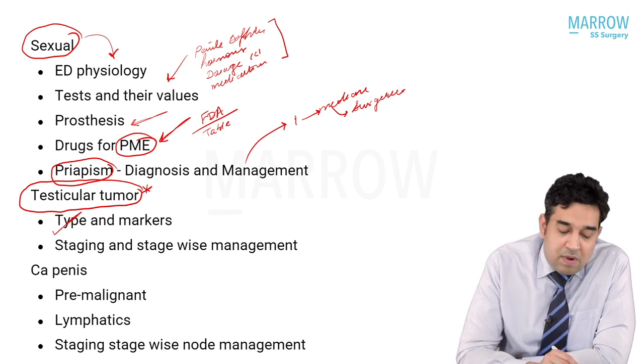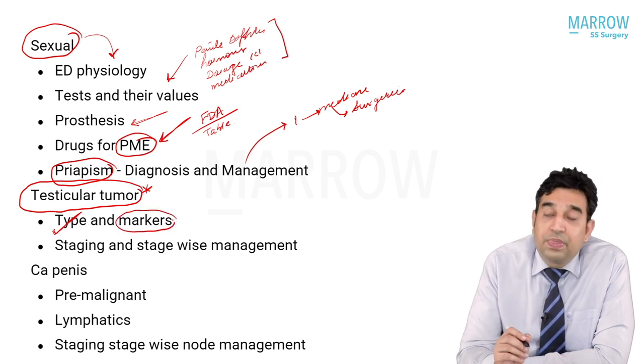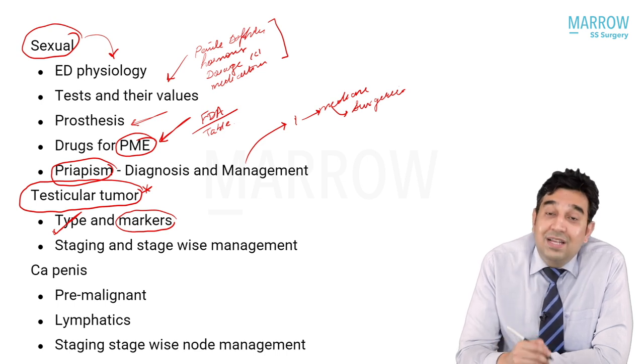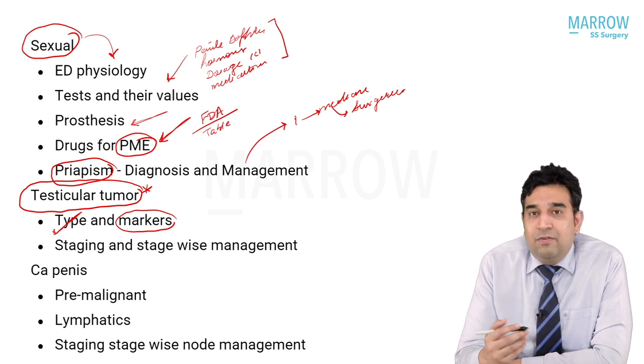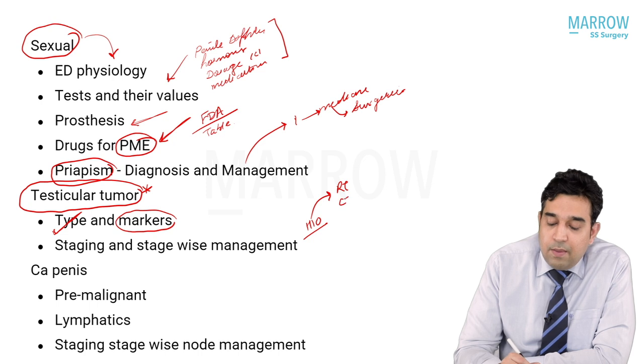So type of tumors, they are very important. Their markers are very important when it comes to testicular tumors. And then basically you should know what are the staging criteria and how you manage stage wise. So basically we know that HIO, high inguinal orchiectomy, is the basic, and we have to go for some sort of radiotherapy or chemotherapy or observation.